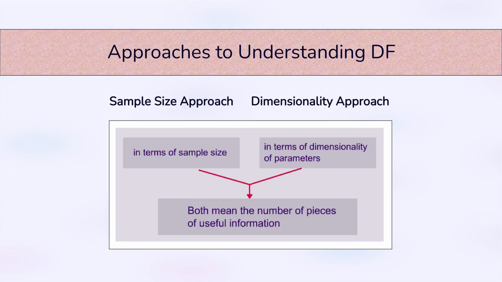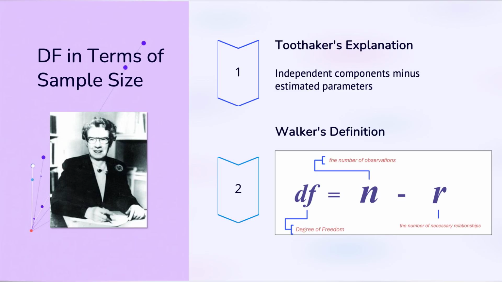There are many other approaches to present the concept of degrees of freedom. Two of the most meaningful ways are to illustrate DF in terms of sample size and dimensionality. Both represent the number of pieces of useful information. My statistics professor Larry Toothaker explained DF as the number of independent components minus the number of parameters estimated. This approach is based upon the definition provided by Helen Walker: the number of observations minus the number of necessary relations, DF equals n minus r.